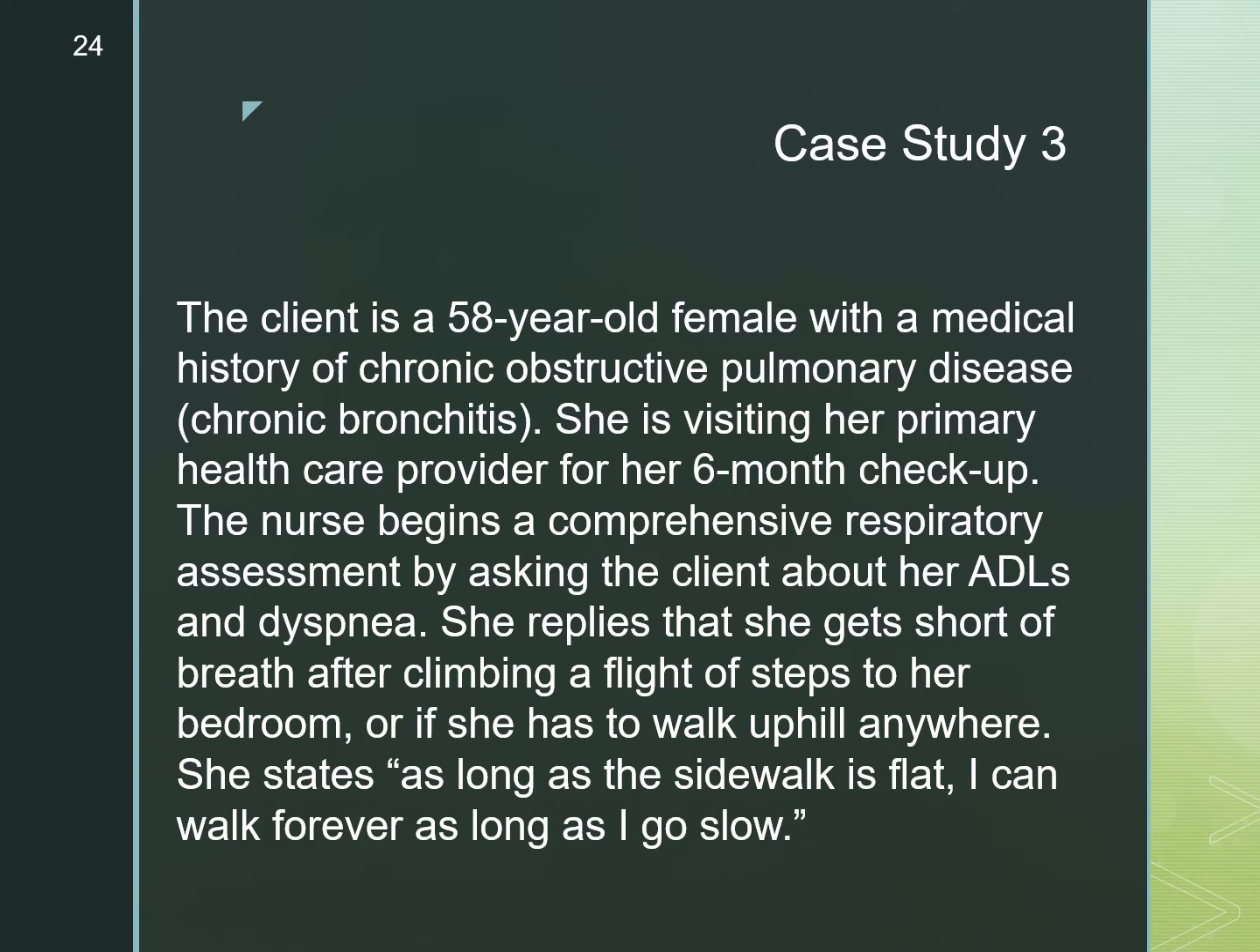Okay, we have a 58-year-old female that has a medical history of COPD from chronic bronchitis. She's visiting her primary healthcare provider for a 6-month checkup. The nurse begins a comprehensive respiratory assessment by asking the client about her ADLs and dyspnea. She replies that she does get short of breath after climbing a flight of steps to her bedroom, or if she has to walk uphill anywhere. She says, as long as I can walk on a flat sidewalk, I can walk forever if I go slow.